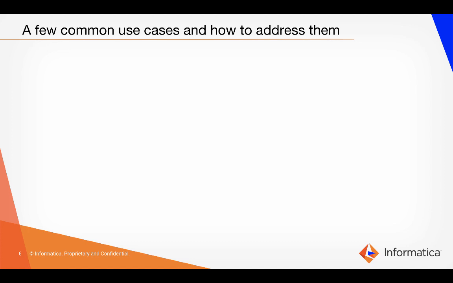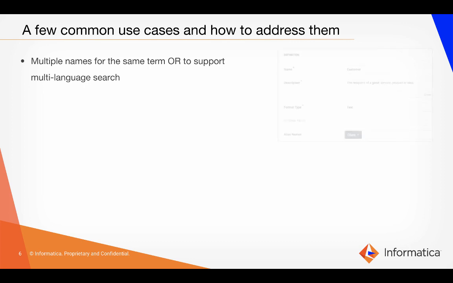A few common use cases and how to address them. First up, multiple names for the same term, or to support multi-language search. For instance, some terms just have more than one name. So if you call a customer and somebody else calls it a client, you can add this as an alias. This means that whichever of these terms you search on, you will be brought to the same object. This can also be used in the context of language support. So if you have multilingual users, you can add different alias names of the translated name to get you to land on the same page.